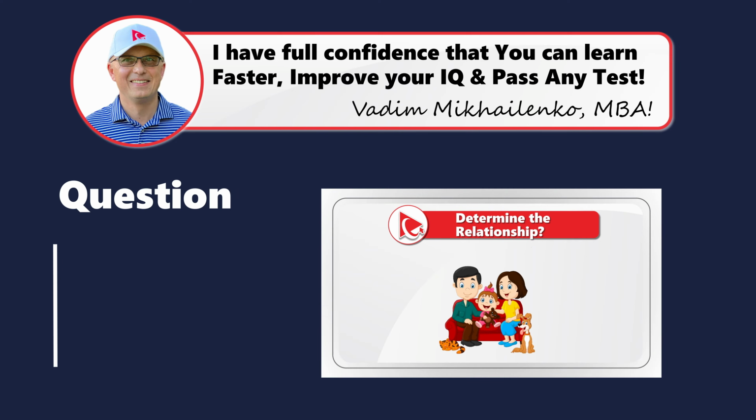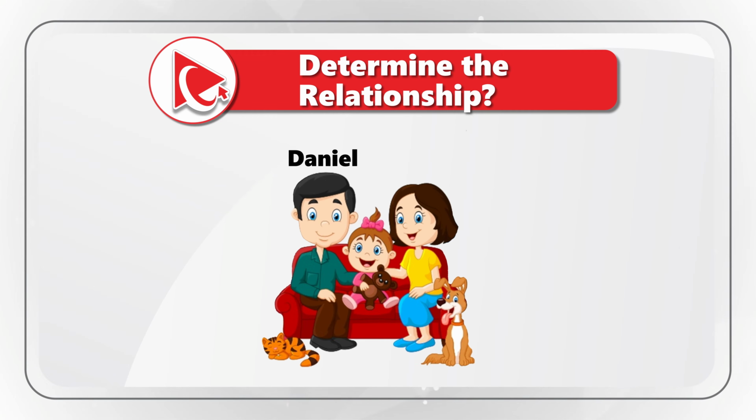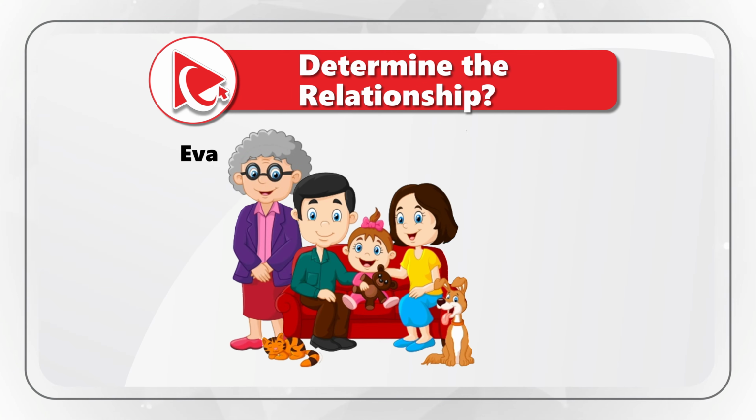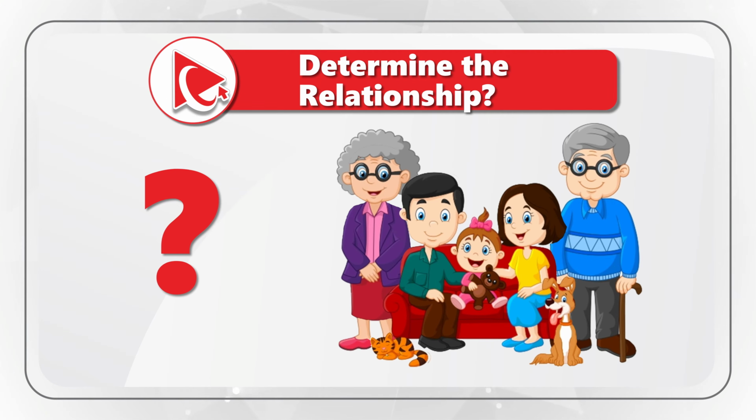Here's one of my favorite questions to determine family relationship. Daniel is a very good boy and he is married to Ella. Ava is the mother of Daniel. Ella is also very kind-hearted. Daniel and Ella also have a daughter, Stella. Stella enjoys playing games with her grandfather, Ryan. What is the relationship between Ryan and Ava? And you have 4 different choices to select from.